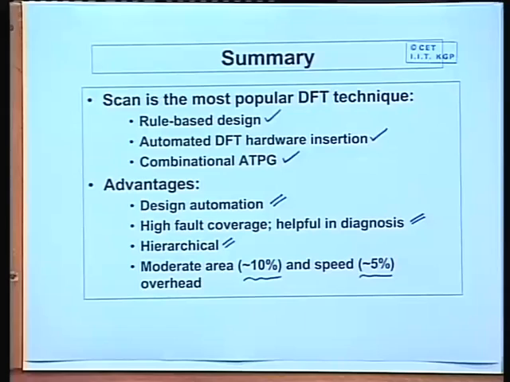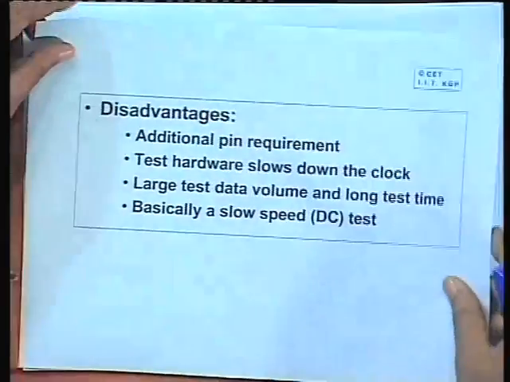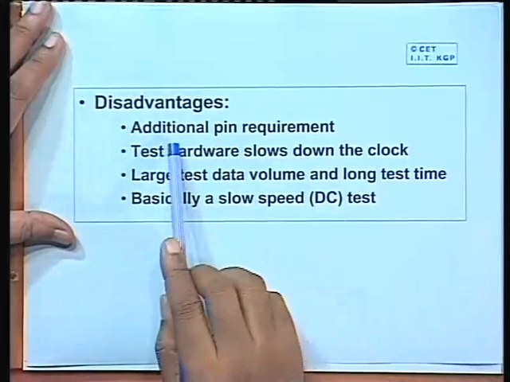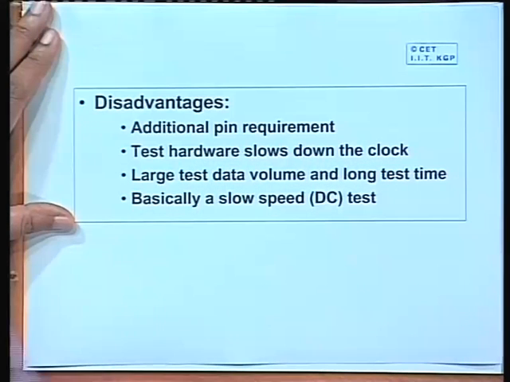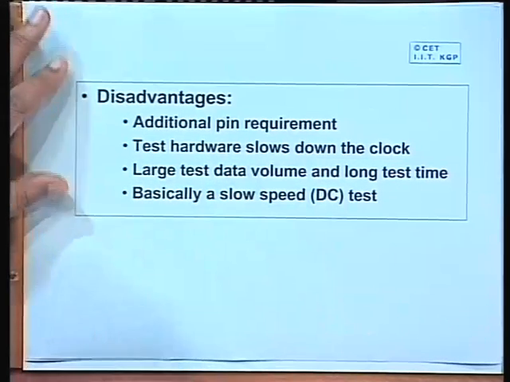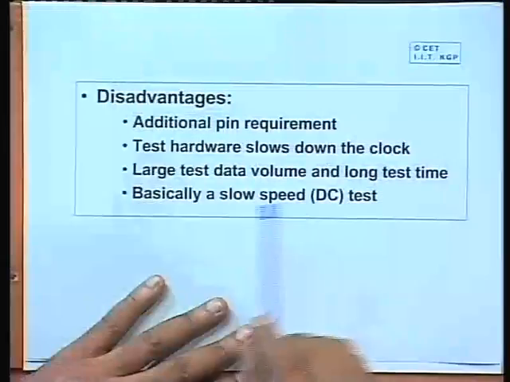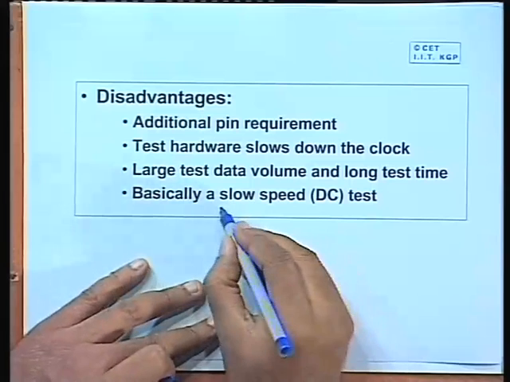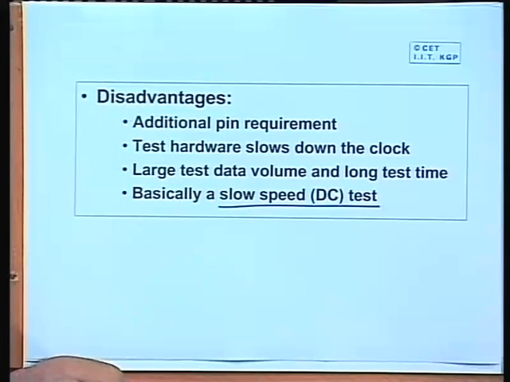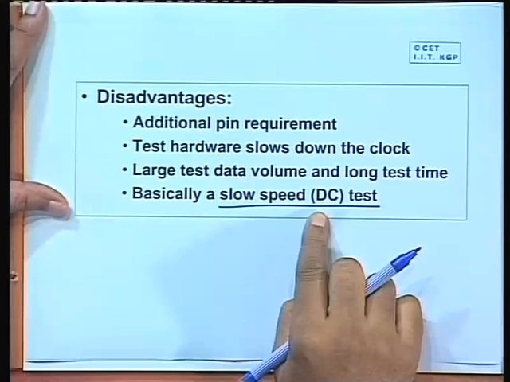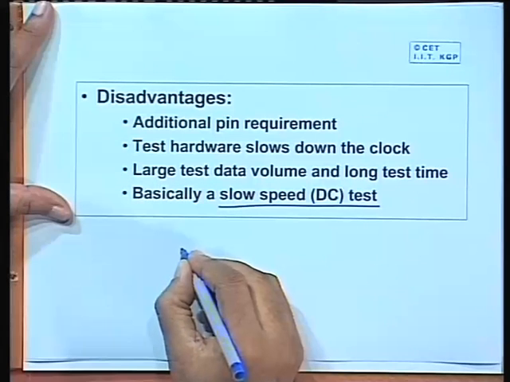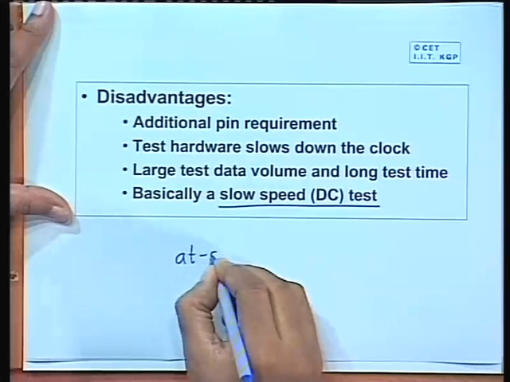There are disadvantages also, as we had seen. We need additional pins, we need additional test hardware which can slow down the clock, and large test data volume, because for applying each individual test we have to apply so many clocks and so many shifts. So the total testing time is increased, and this is a slow speed or DC test. This is called slow speed test to distinguish this from another kind of testing which is called at speed testing.